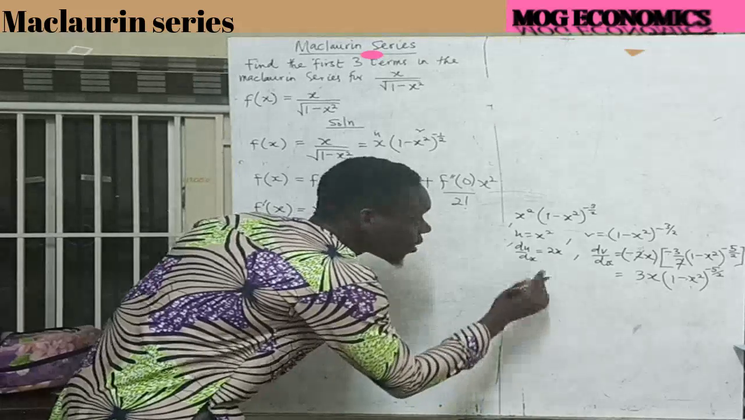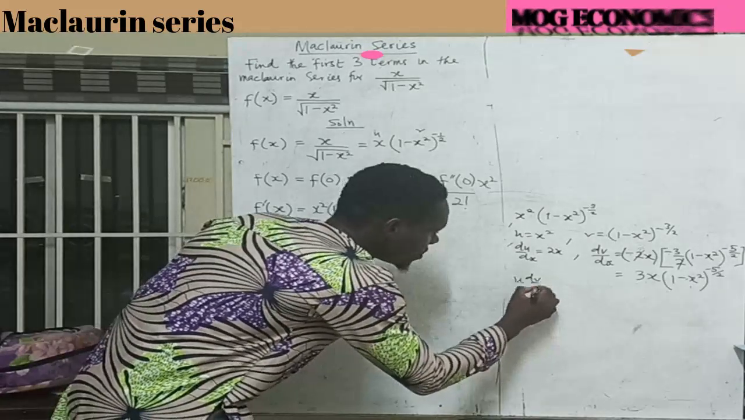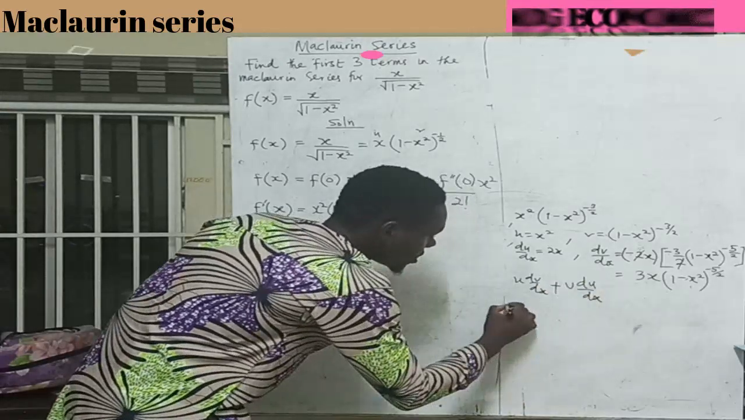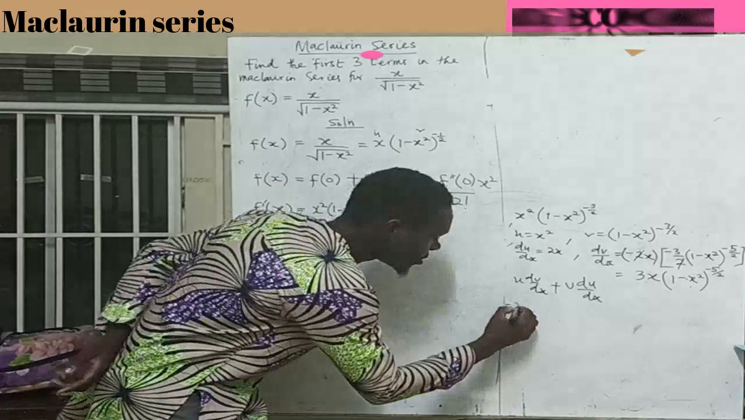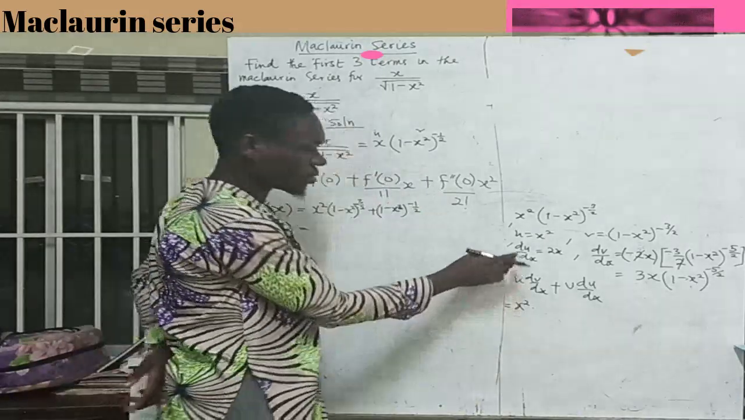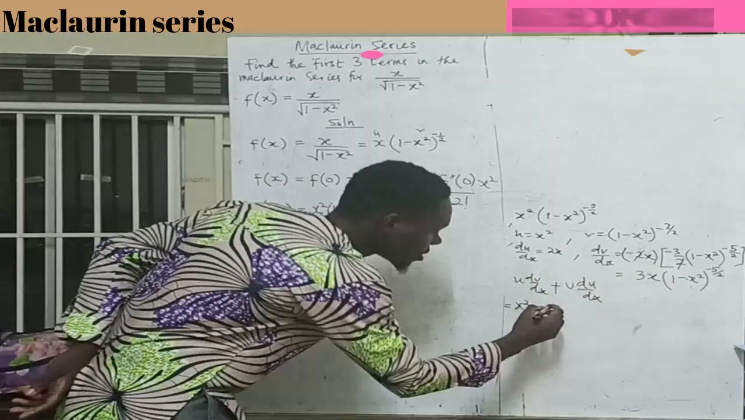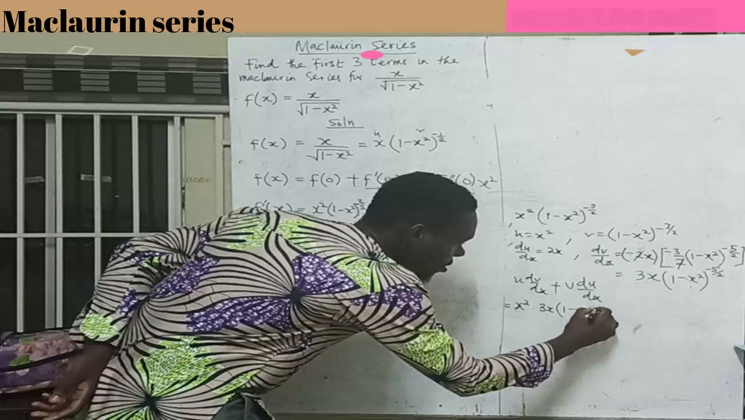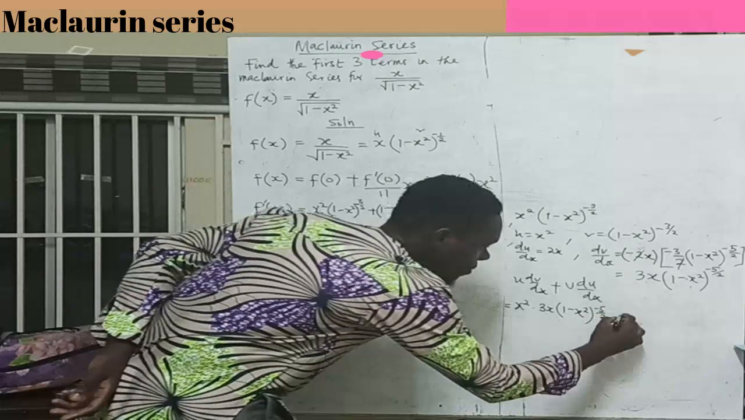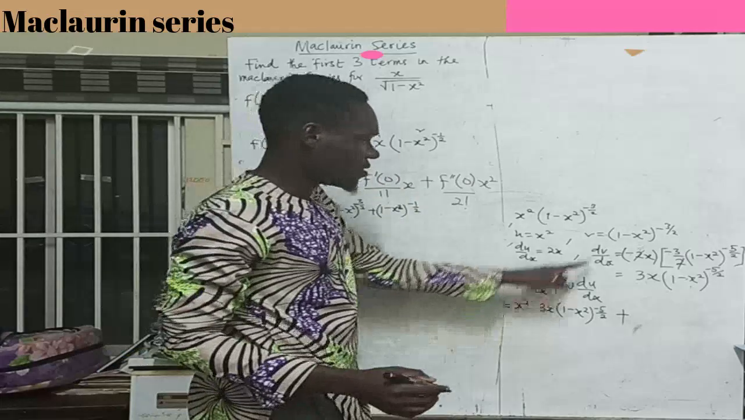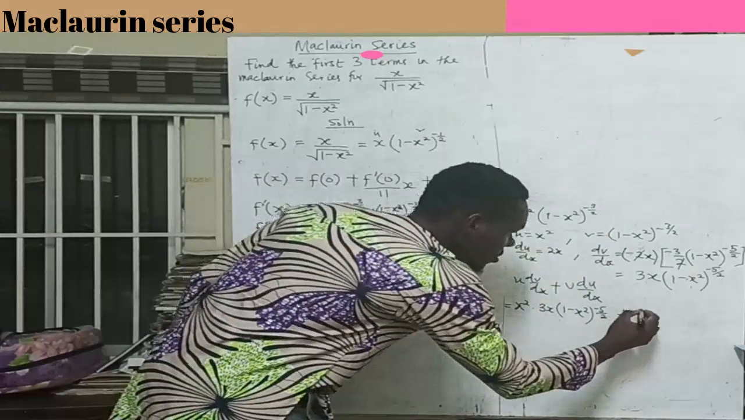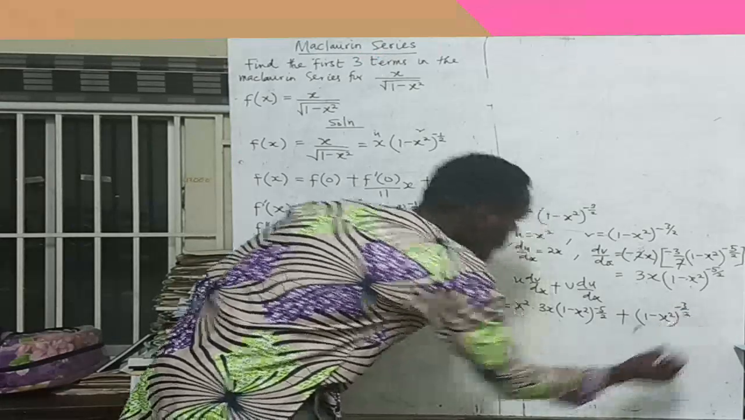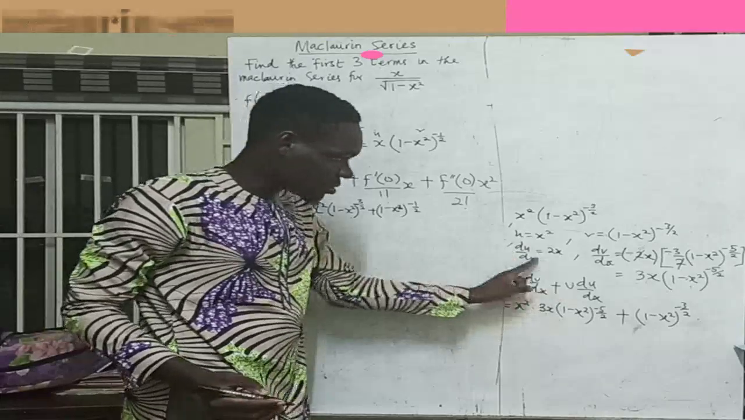Then the formula for our product rule again, u dv dx plus v du dx. Then u from here is x squared, and dv dx from here is 3x (1 minus x squared) to the 5 over 2, plus v from here is this, 1 minus x squared raised to the power of minus 3 over 2, and then our du dx from here is 2x.